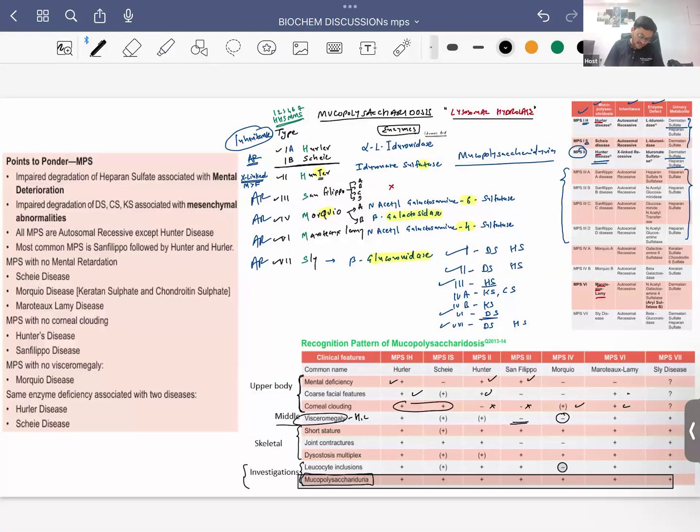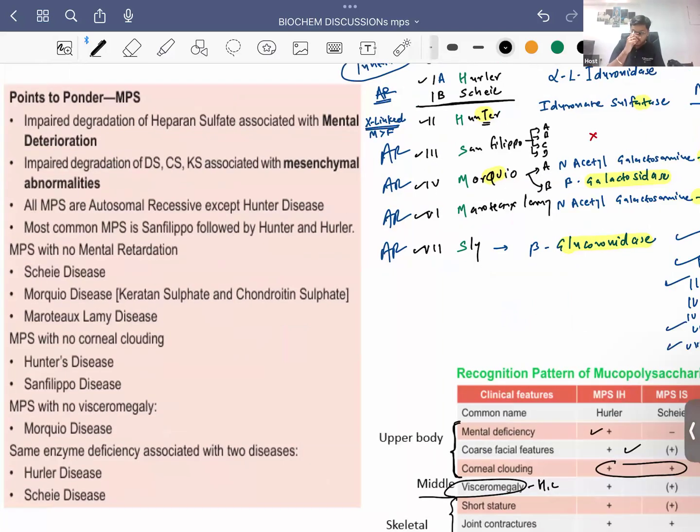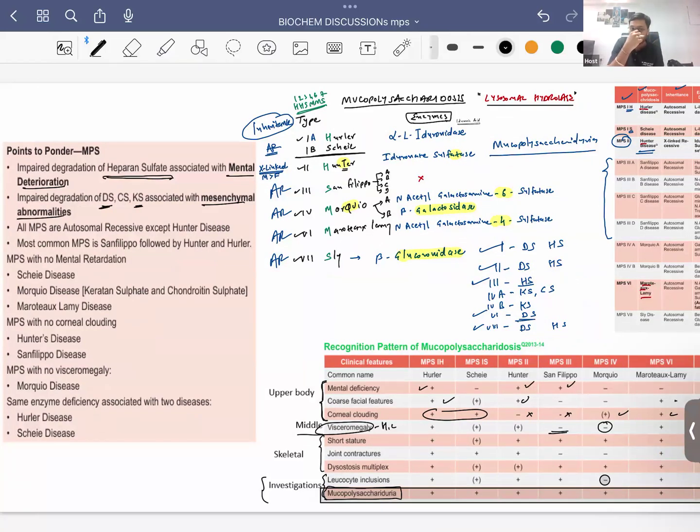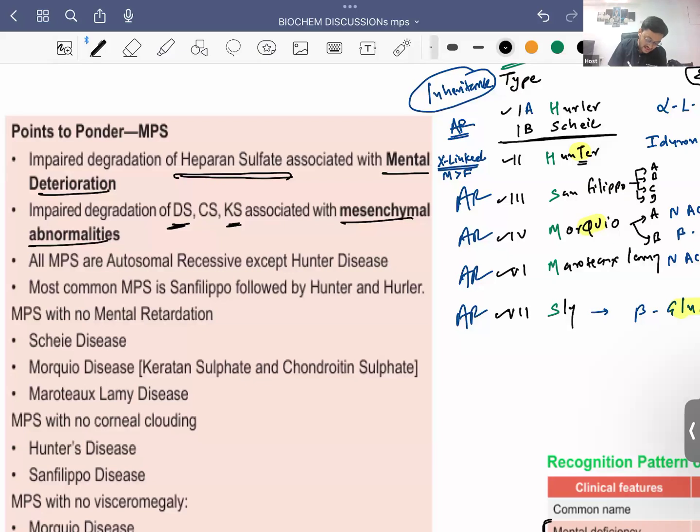So these are the points that we'll need to remember about the mucopolysaccharidosis. If impaired degradation of heparan sulfate is taking place, it will lead to mental deterioration. So which mucopolysaccharide is associated with mental deterioration? It will be heparan sulfate. Dermatan sulfate, keratan sulfate and chondroitin sulfate are associated with mesenchymal abnormalities. If it is asked which of the following is not associated with mesenchymal abnormalities, DS, CS, KS and HS, then we can easily choose HS as the answer.